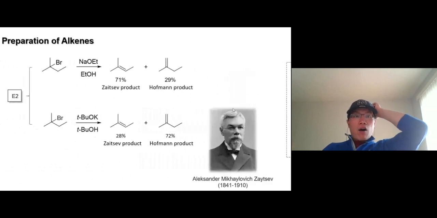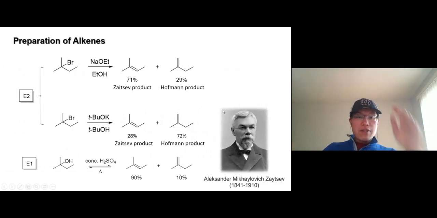All right, and also you can make alkene from an E1. We call it acid-catalyzed dehydration. So we remove the alcohol and one hydrogen. Basically, we remove water, right? And you get an alkene. Same thing, Zaitsev is favored over Hofmann.